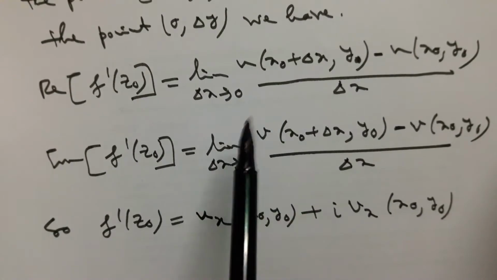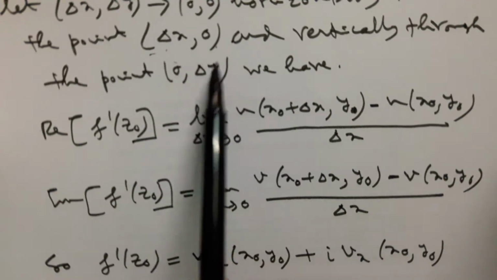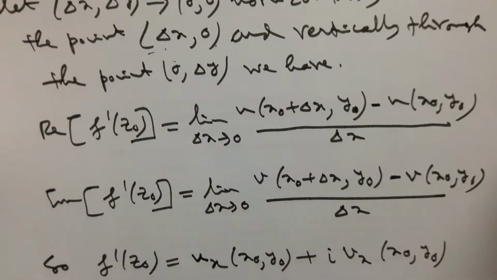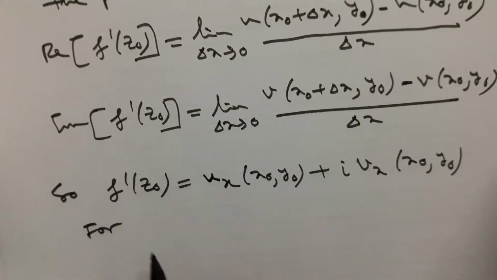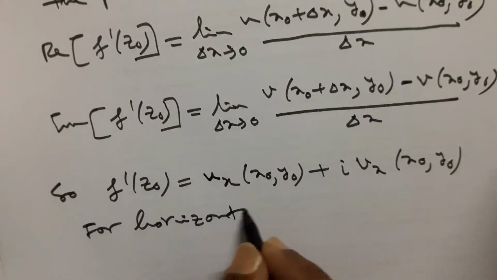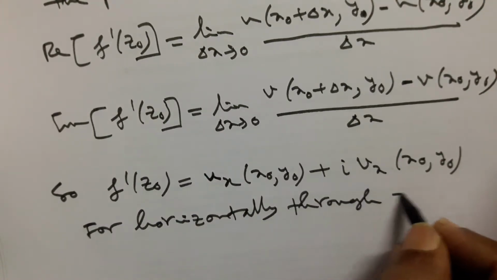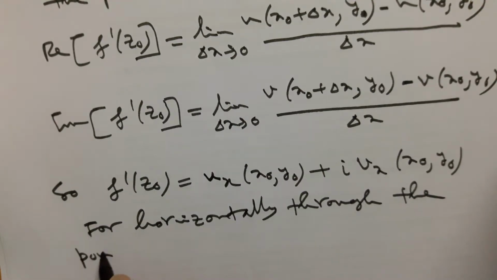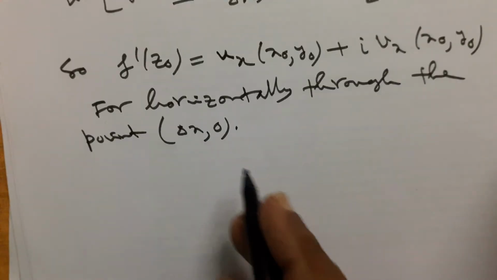It is the first case, when we take the point (del x, 0). It is the horizontal case, horizontally through the point (del x, 0). Now we consider the vertical case, where we consider the point (0, del y).